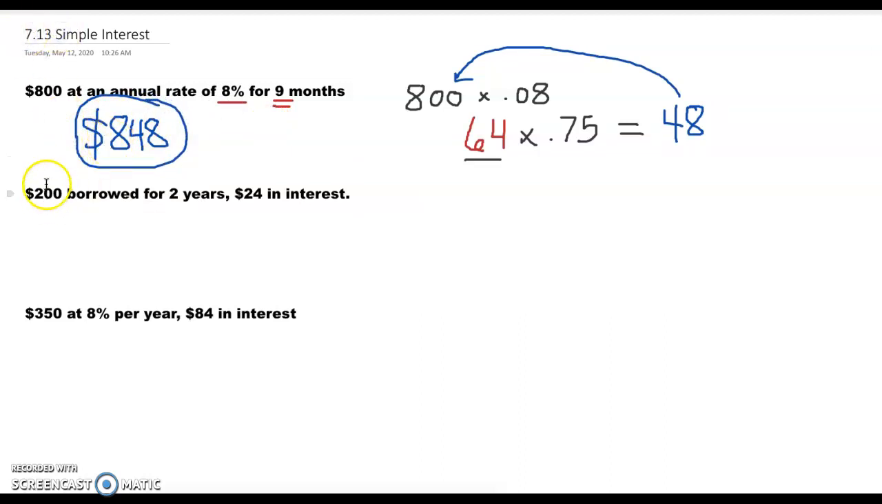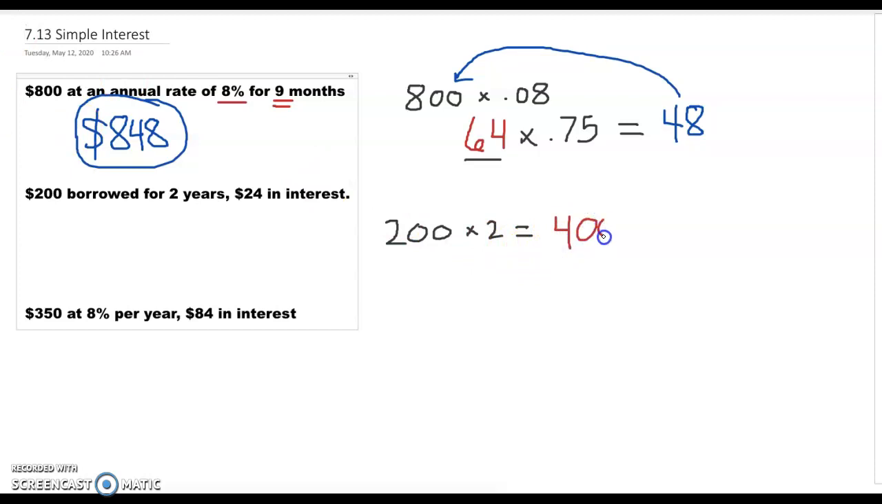All right. Next, we're going to borrow. So we're going to go $200 borrowed for 2 years at an interest of $24. Okay. So what we're going to do here is we're going to take the 200 and we're then going to multiply it by 2. Get our answer. Our answer is going to be 400.